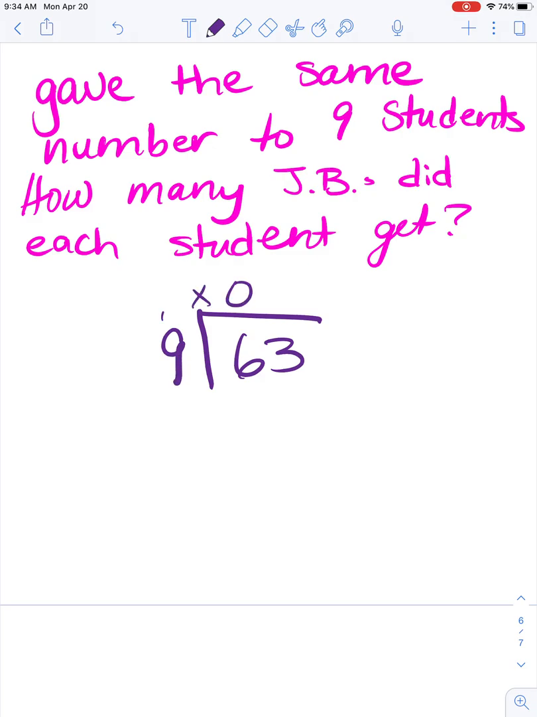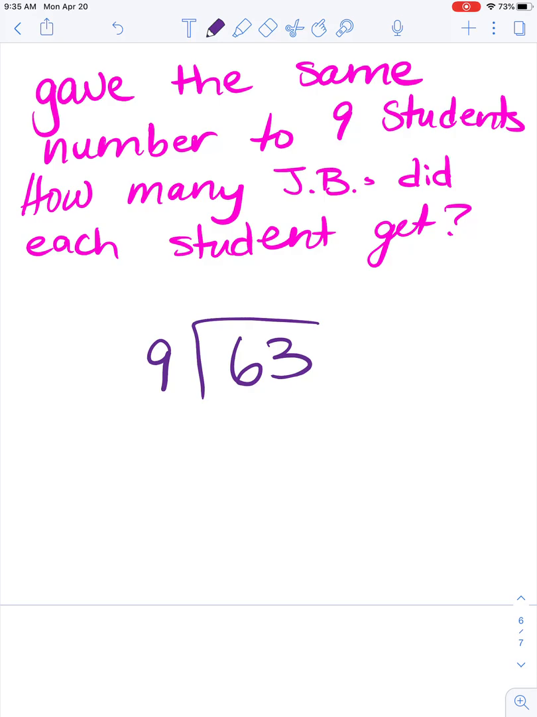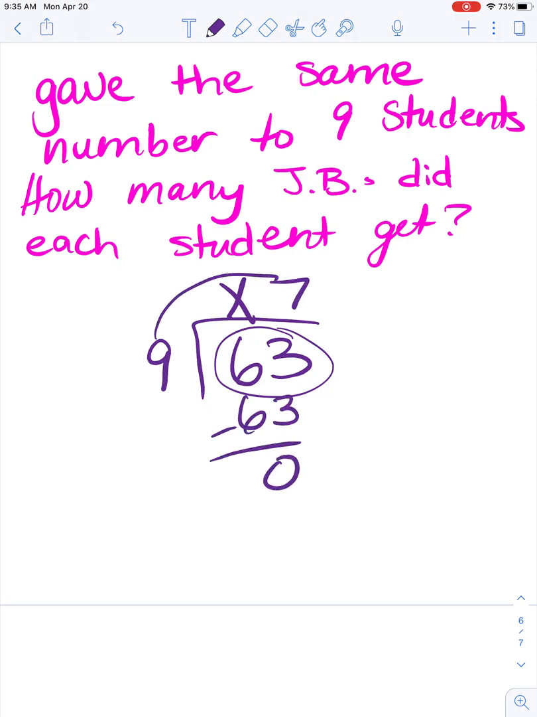Now, a lot of you like to go ahead and put your 0 there and do that. That's totally fine. A lot of you, though, love the eraser. A lot of you like to go ahead and say, I know 9 can't go into 6, so I'm going to go into 63. Count by 9s. 9, 18, 27, 36, 45, 54, 63, 7 times. 9 times 7 is 63. We subtract. We get 0. Nothing to bring down. So each student gets 7 jelly beans.